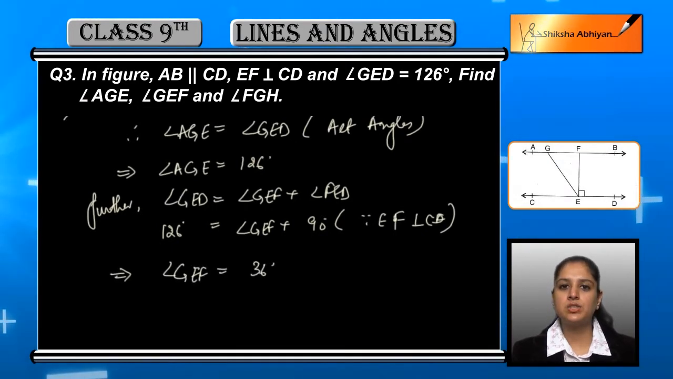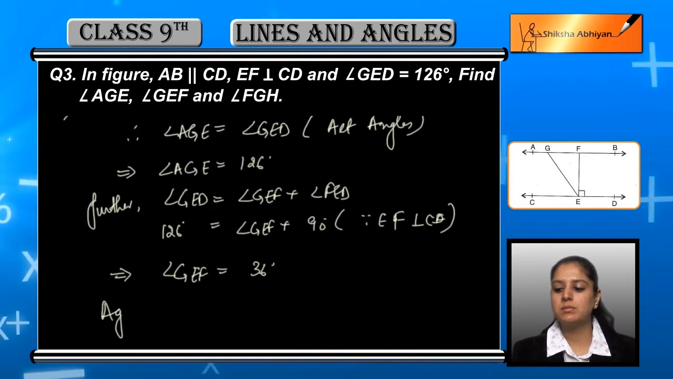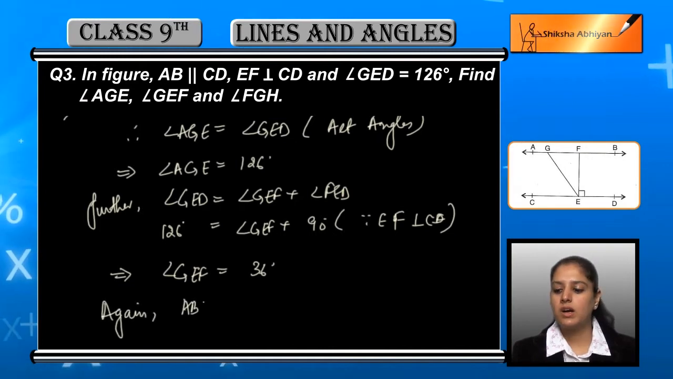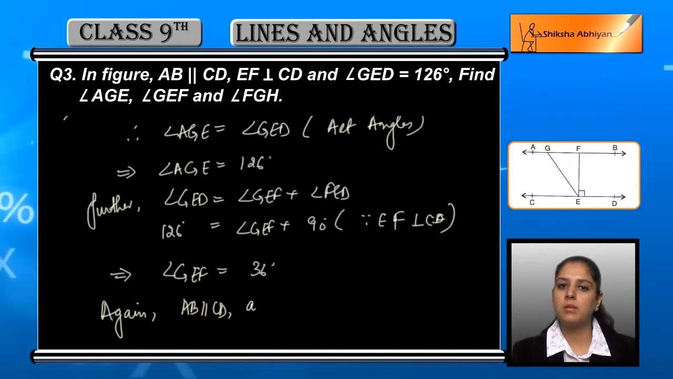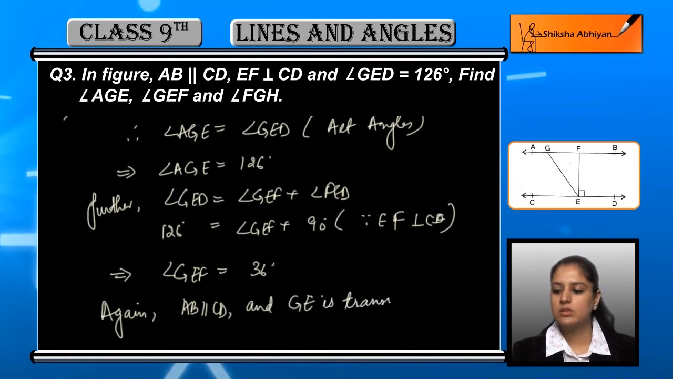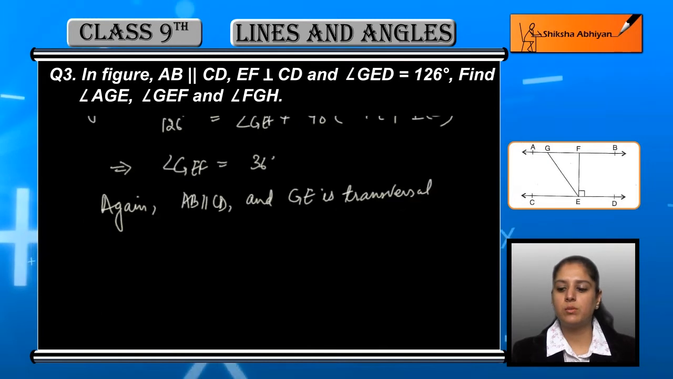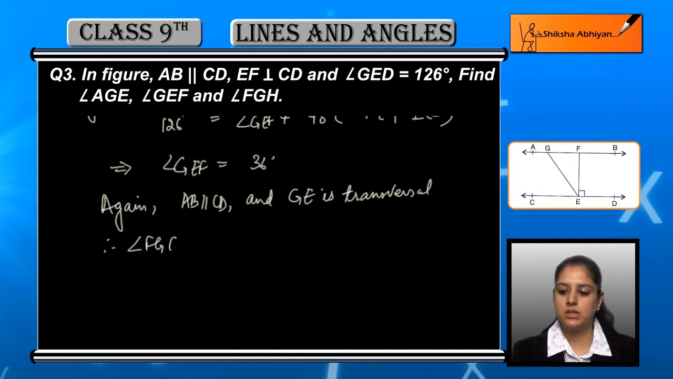So we can say that angle GEF is equal to 126 minus 90 degrees, क्योंकि अगर दो angles का sum है angle GED, तो एक angle निकालने के लिए हम दोनों को subtract कर देंगे. So we have angle GEF equal to 126 minus 90 degrees, that is 36 degrees. तो सेकेंड एंगल भी आ गया हमारे पास.